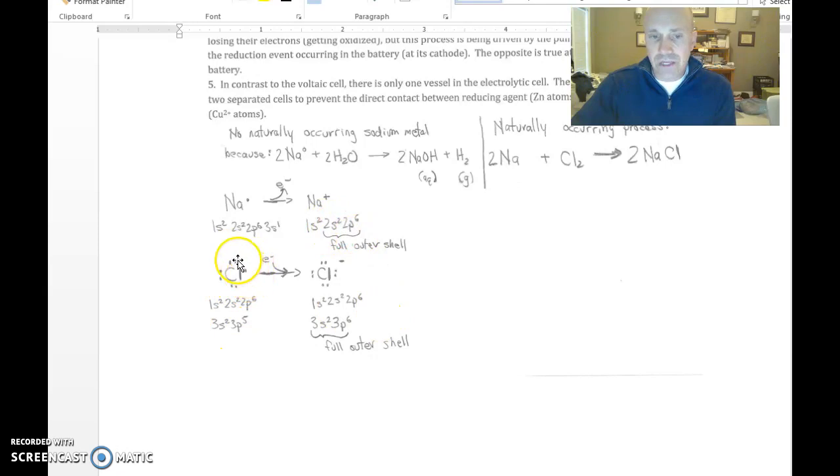But if we drew a, well, this shows it as a Lewis dot diagram, and this shows the neutral chlorine atom with its electron configuration. Does this have a full outer shell? Well, no, it needs that one last p electron in order to have that full outer shell. So a neutral chlorine atom would rather gain an electron to become chloride ion. All right, so that's stable right here.